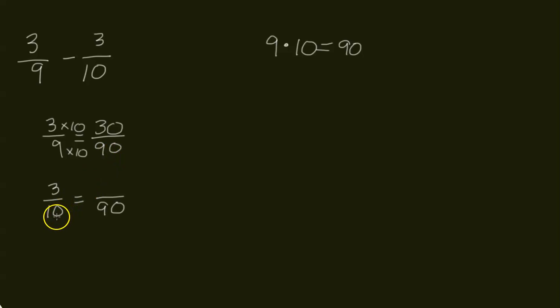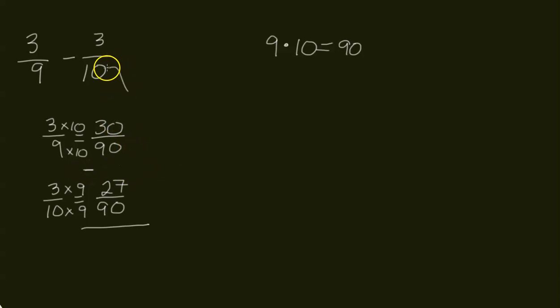Let's do the same thing here. In order to go from 10 to 90, what do I need to multiply by? By 9, right? Whatever I do to the bottom, I do to the top. So I need to multiply the top, the numerator, by 9. 3 times 9 is what? 27, right? So 3 over 9 equals 30 over 90. That's an equivalent fraction. 3 over 10 equals 27 over 90. And now 30 over 90, 27 over 90, they have the same denominator, right? So now I can subtract, right?